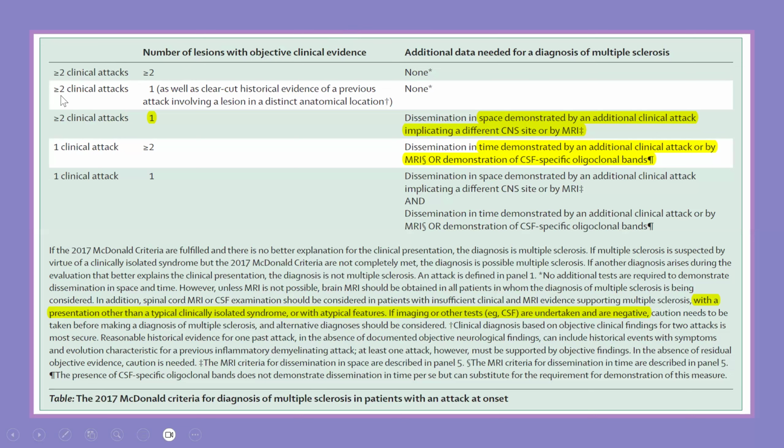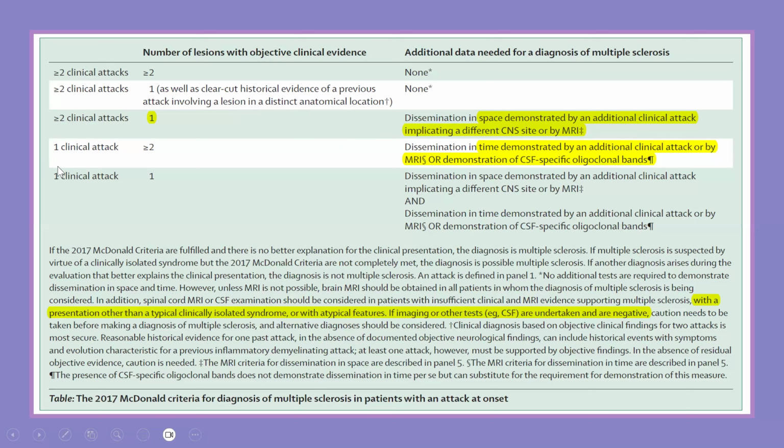What about if we have two or more clinical attacks, we have one clearly presenting lesion, and the other is historical evidence, meaning a distant lesion in a different area, however, it's documented clearly that it has an attack. The third category, we have two or more clinical attacks and only one lesion explaining the objective clinical evidence. The objective evidence could be through either MRI or physical examination, for example the objective clinical weakness. So in this case, we need what we call dissemination in space. And in the next slides, we will talk about that.